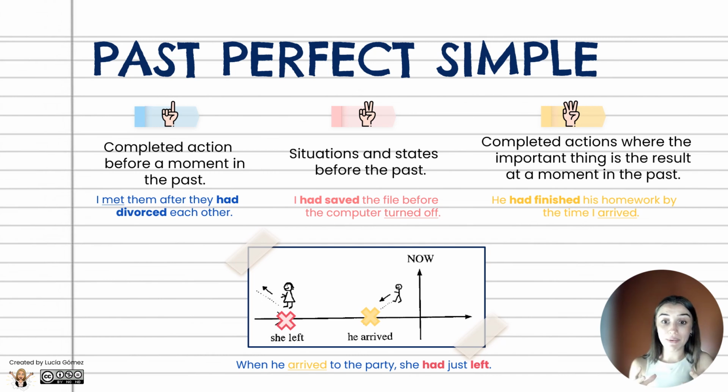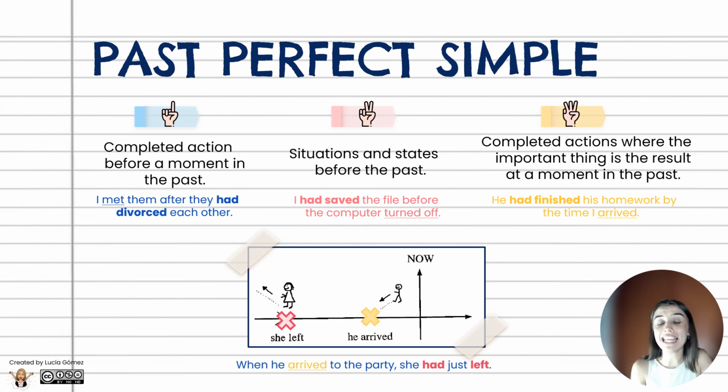No perdí lo que estaba escribiendo porque había guardado el archivo antes de que el ordenador se apagase. Es decir, fui inteligente, lo guardé todo y no perdí el trabajo. Porque la acción en past perfect simple ocurre antes que la de past simple.